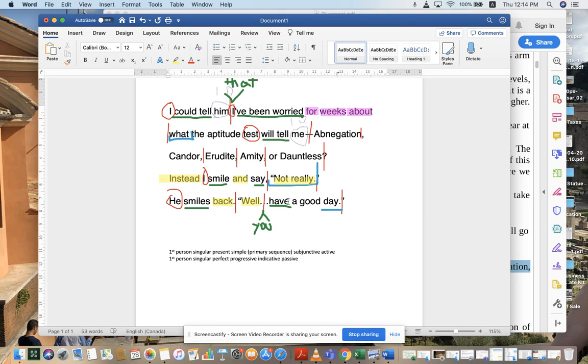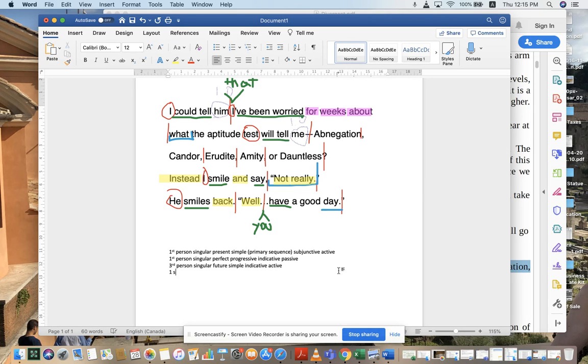And then we have "test will tell me." So "test" is third person singular. It's future. It is simple. It is also indicative. And it's active. In other words, it's not passive, it's acting upon something else.